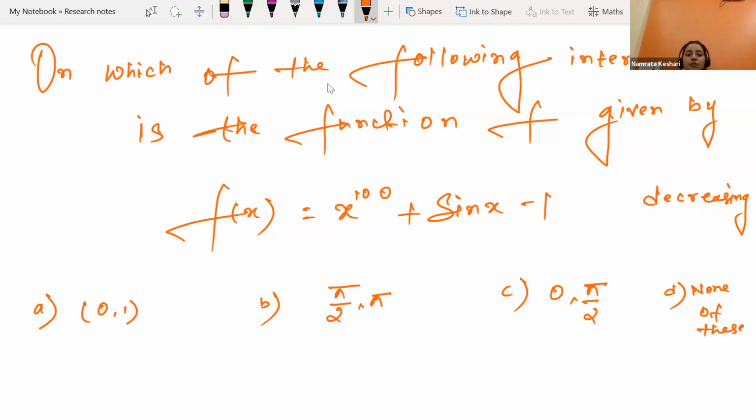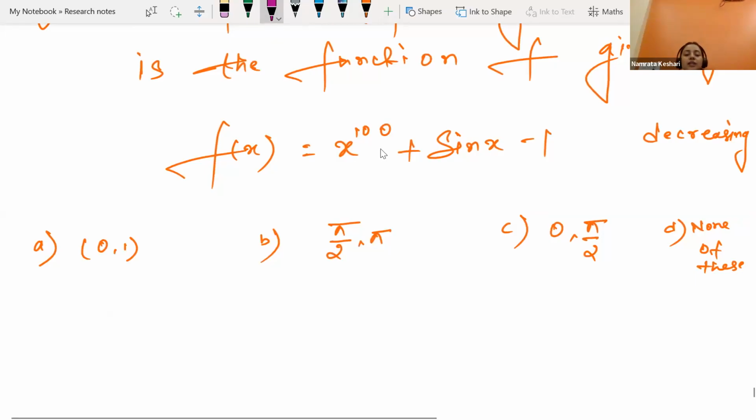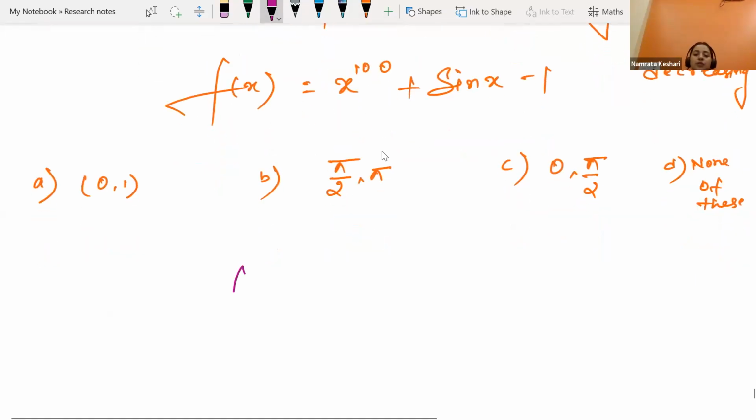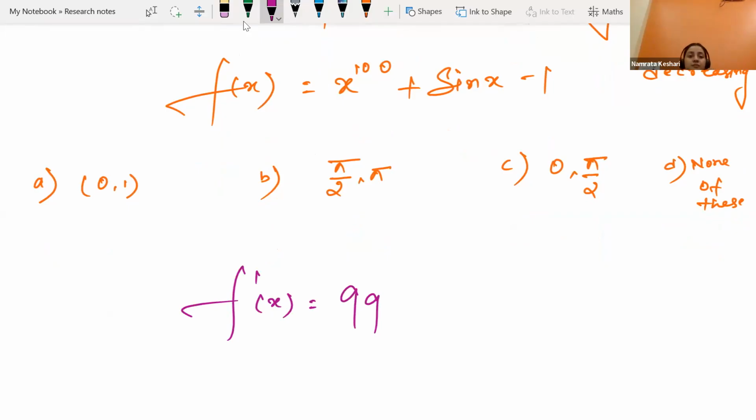Okay. So our f of x is given over here. Let's try finding f dash x. Can you tell me what will be f dash x? 100x to the power 99 plus cos x. Yes, and x to the power n minus 1, that is the formula, right, Fatima? Yes. Now sin x will be minus cos x, right? No, plus cos x. And minus 1 gives 0, right? Yes.